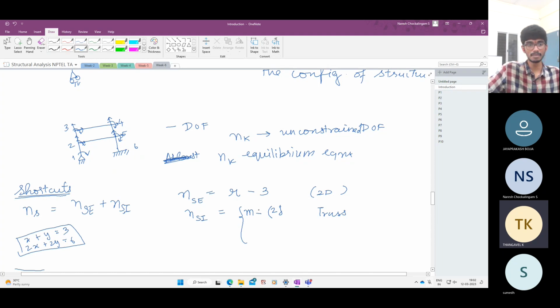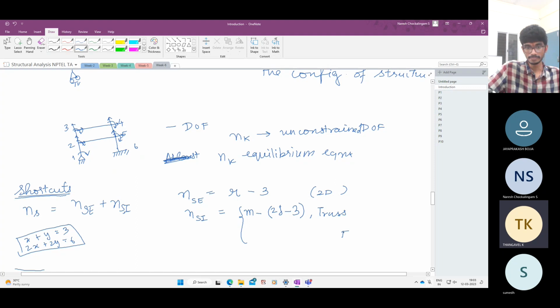If you enforce the equilibrium of every joint in a truss, and if you add all of them, it will not give an independent equation. They'll be linearly dependent. So you need to subtract the 3 equations that you get by overall equilibrium of the structure. So in a truss, the degree of static internal indeterminacy is given by m minus (2j minus 3), which is m plus 3 minus 2j.